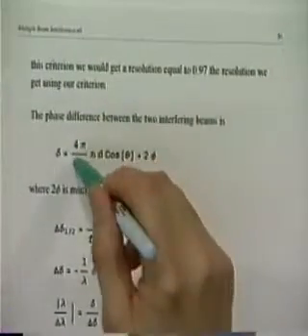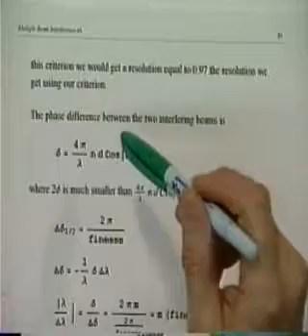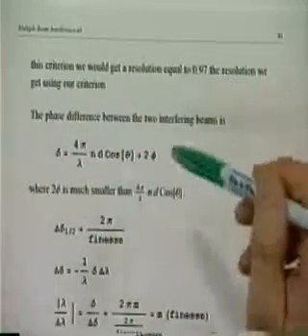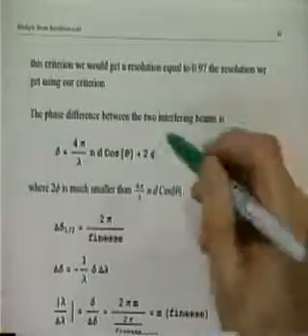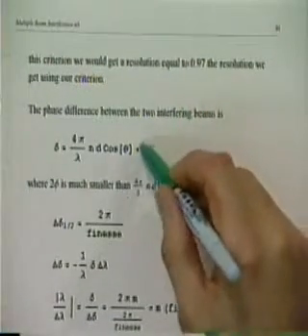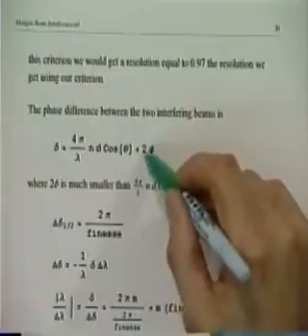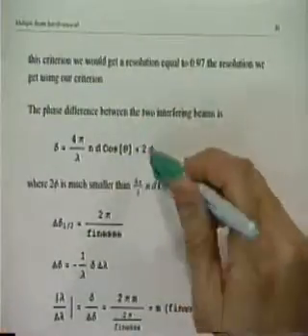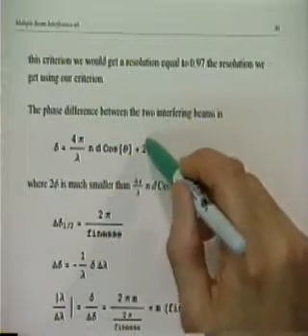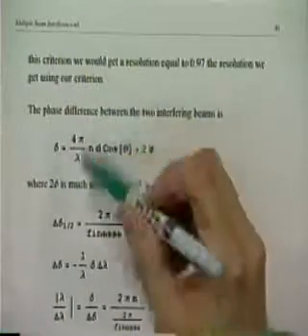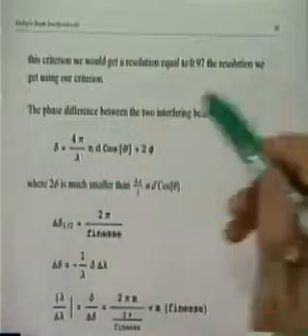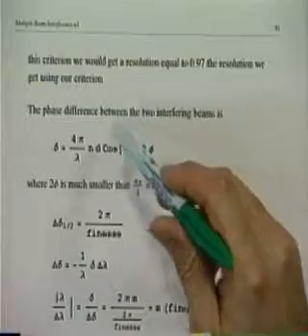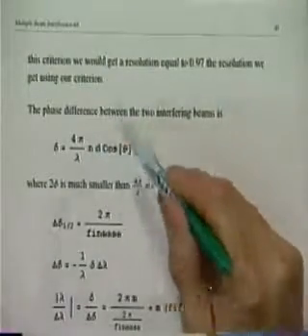Okay, so again, the equation that you've all dreamed about is delta equals 4 pi over lambda times n d cosine theta plus 2 phi. The 2 phi is a little phase change on reflection, and the effect is a shift of fringes. It's pretty small compared to this big term here. Normally d over lambda, or nd over lambda, is a fairly large number, and this is much larger here.